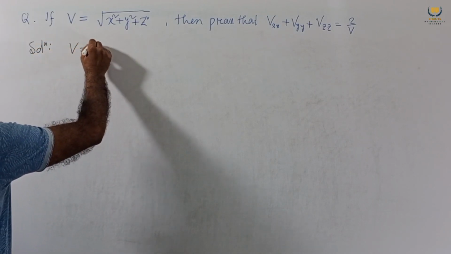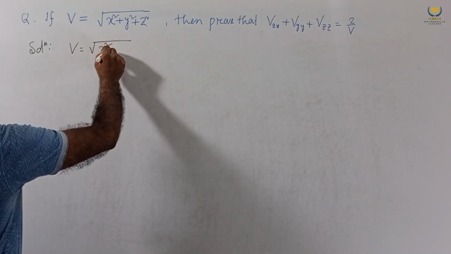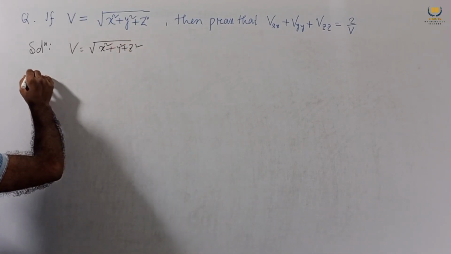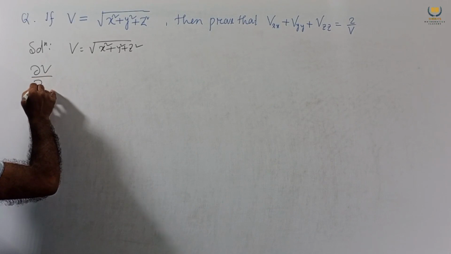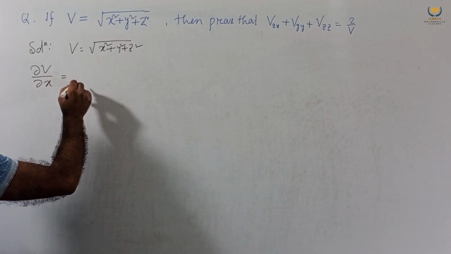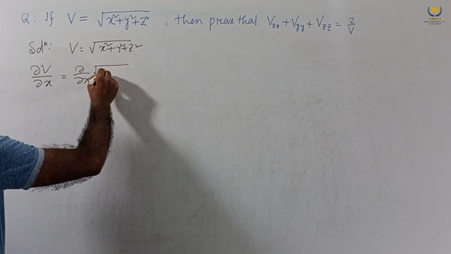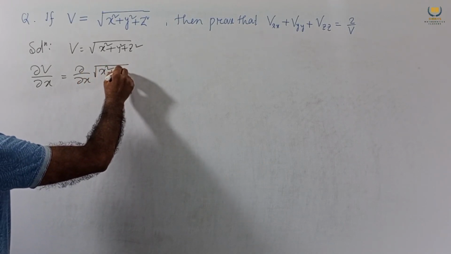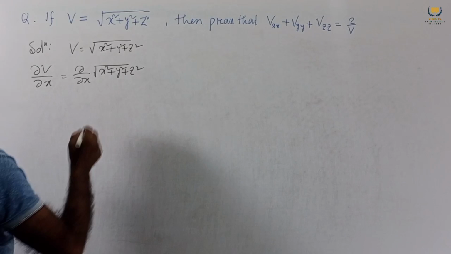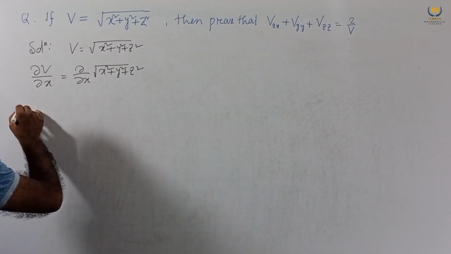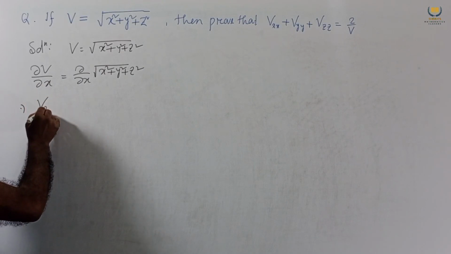v equals the given root over x square plus y square plus z square. First we find del v by del x. This is del by del x of root over x square plus y square plus z square. But this del v by del x means vx.